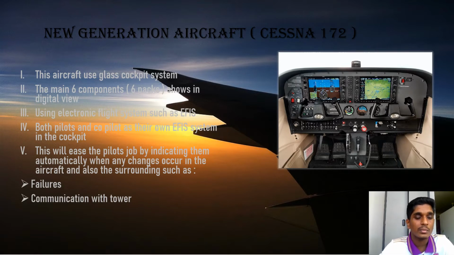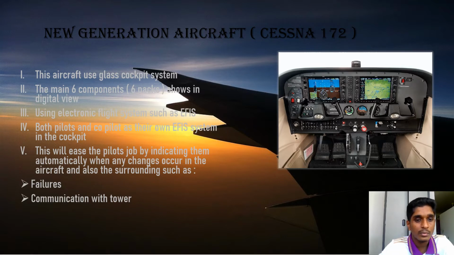And the second one, the main six components, the six specs, show a digital view. So everything that is shown in the old generation aircraft will be shown in this digital glass cockpit. The third one, using electronic flight systems such as IFIS. This aircraft is using the IFIS system, which is one of the electronic systems to operate the aircraft.